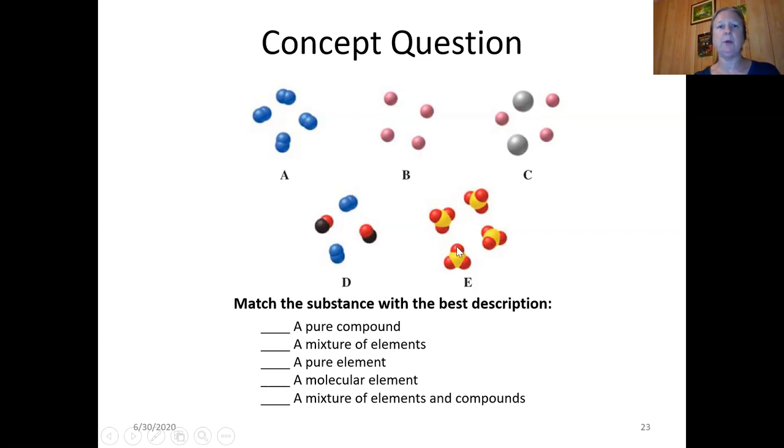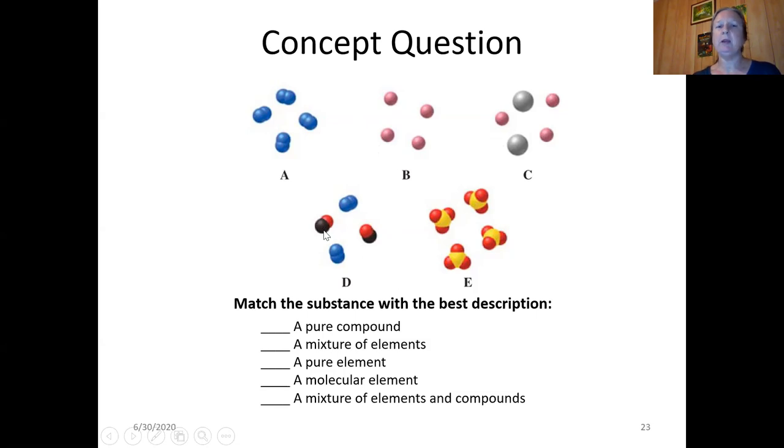So these three are pure. But a compound is two or more different atoms chemically connected. So this is chemically connected, but it's the same. So it's not a compound. This is a compound. So this is a pure compound. So that would be E. A mixture of elements. All right, if you have a mixture, you have more than one thing floating around. That's pure, that's pure, that's pure. So it's either D or C.